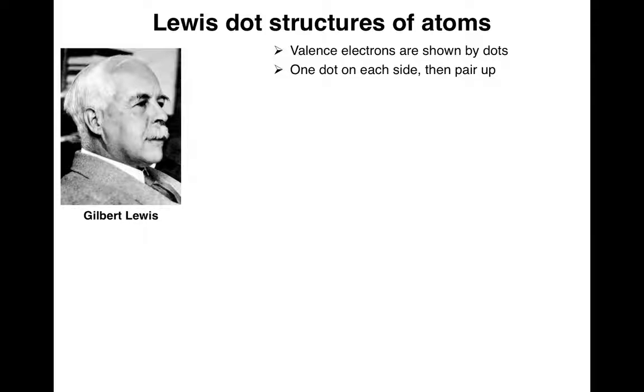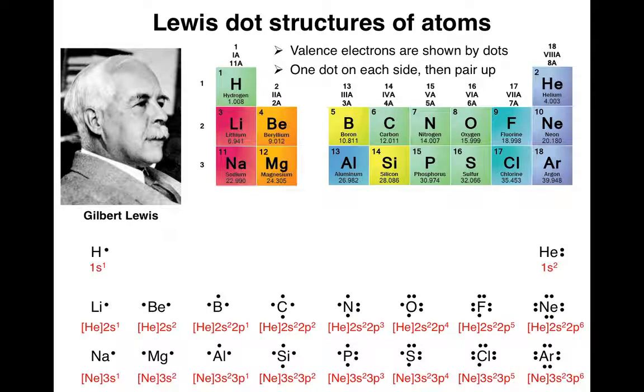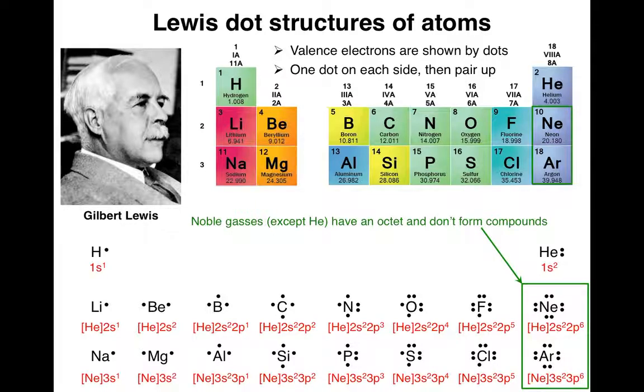So here are the first 3 periods of the periodic table, and here are the Lewis dot structures of the elements in those periods. As we said earlier, the noble gases, except helium, have 8 valence electrons, a complete octet. Helium has 2 electrons in the first shell. The first shell only contains 1 orbital, 1s, and therefore cannot hold more than 2 electrons. Therefore, helium has a completely filled first shell, 2 electrons, and this is referred to as a duet.